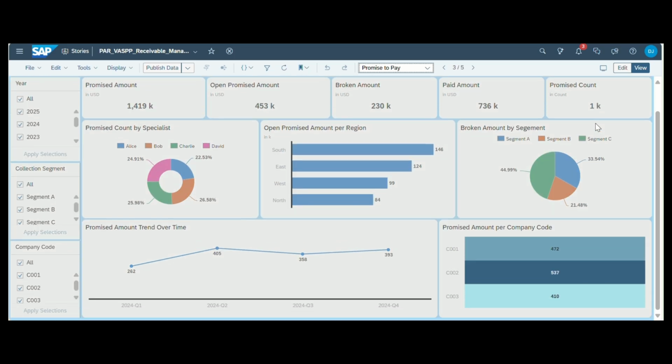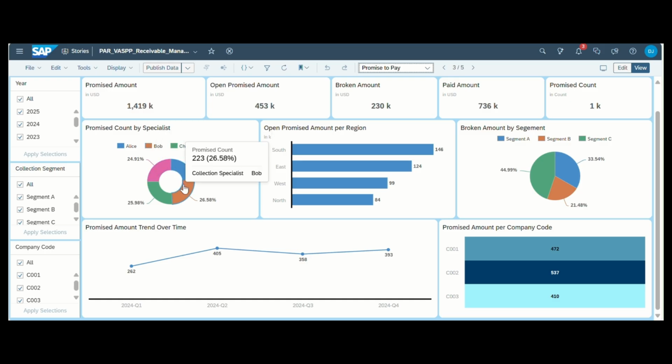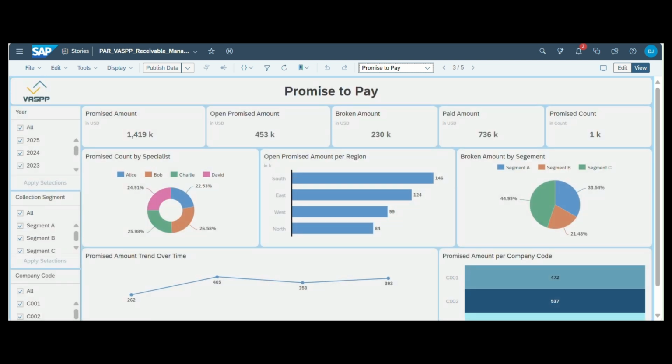Further breakdowns include promise count by specialist, benchmarking individual collector performance, open promised amount per region, highlighting geographic pending commitments, broken amount by segment, showing where defaults are concentrated, promised amount trend over time, whether commitments are rising or shrinking, and promised amount per company code, allowing entity-level comparison. This page is your early indicator of customer behavior and payment reliability.